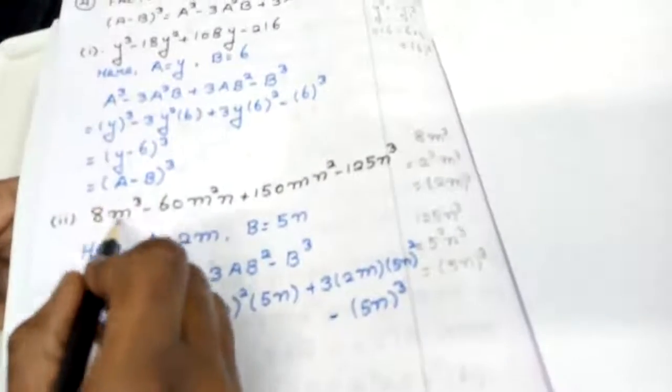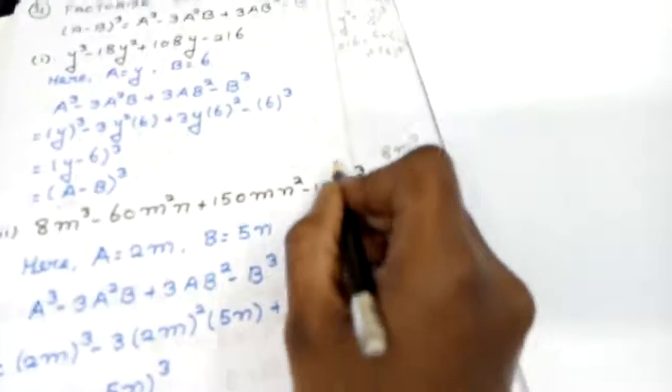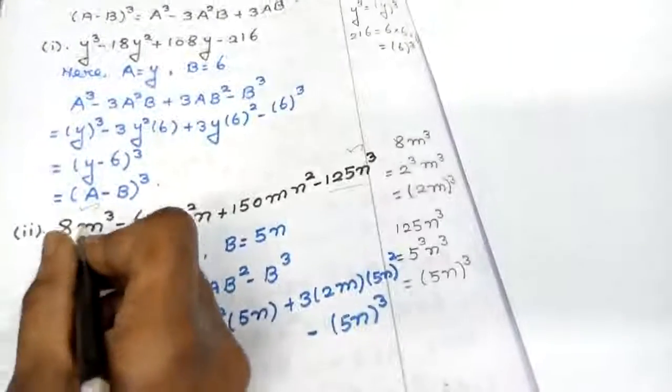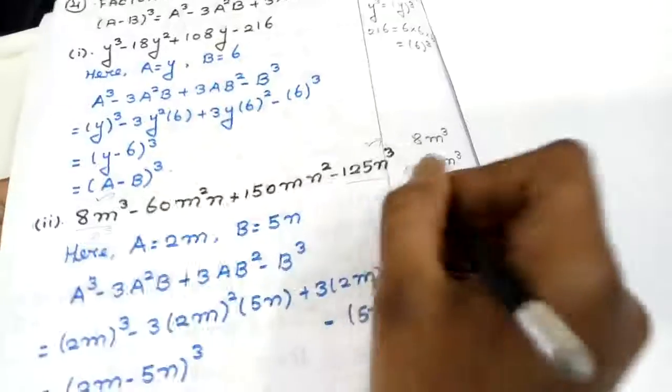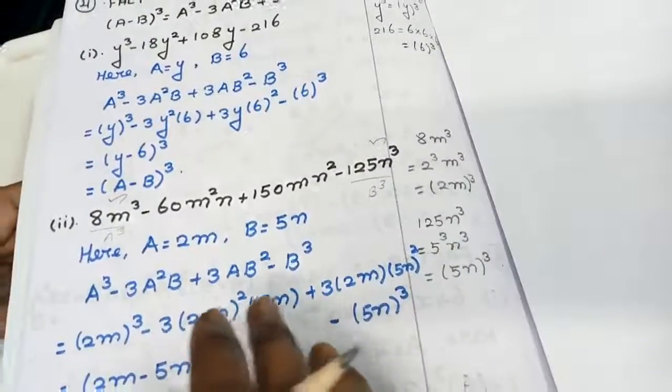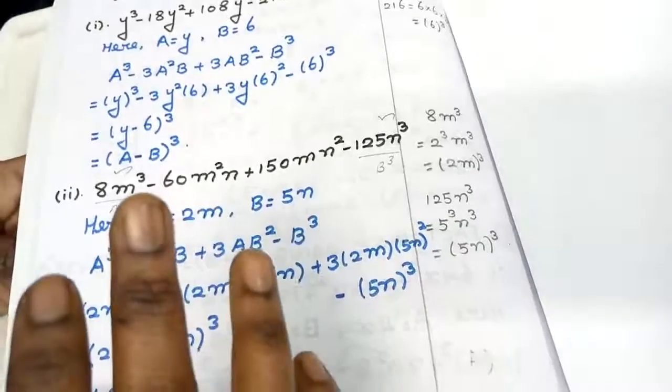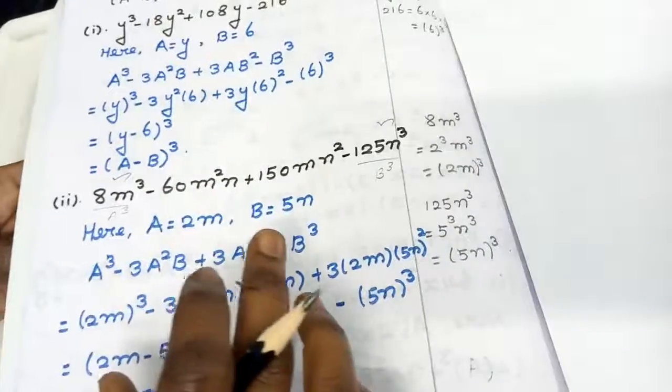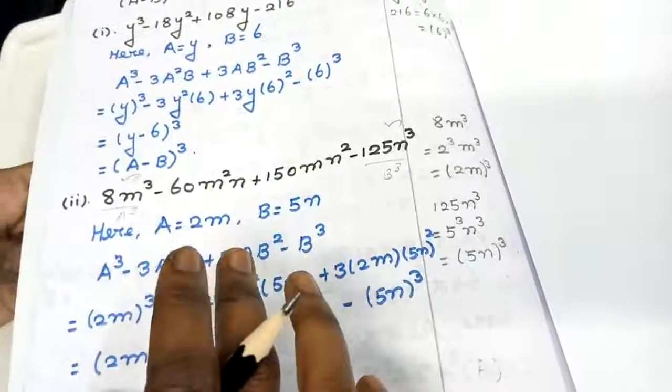Remember one thing, you are going to take the first term and the last term. From this you are going to fix the a cube value, and from this I am going to fix the b cube value. Then automatically you will get the values. You have to first find out a and b, then you have to do the remaining calculation.